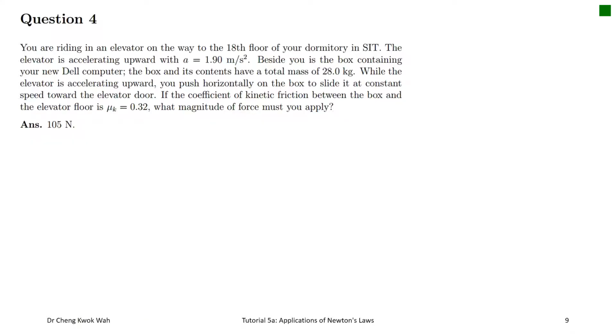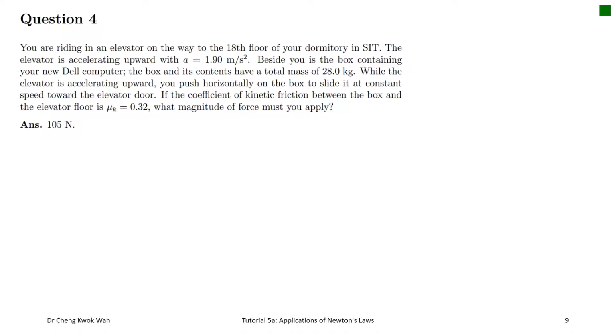Question 4. You're riding inside an elevator on the way to the 18th floor of your dormitory in SIT. The elevator is accelerating upward with acceleration a equal to 1.9 meters per second squared. Beside you is a box containing your new computer. The total weight is 28 kilograms.